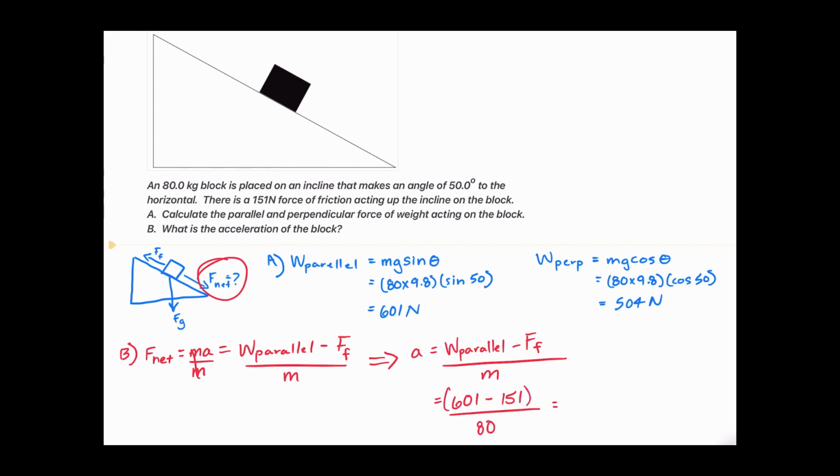So the first thing we need to do is do the 601 minus 151. And that's going to give you 450. We're going to divide that by 80. And that's going to give us an acceleration of 5.63 meters per second squared. So, as you see the incline, you're like, oh gosh, this is going to be hard. But it ends up, it's not that difficult. So you just kind of slow down and take it step by step.